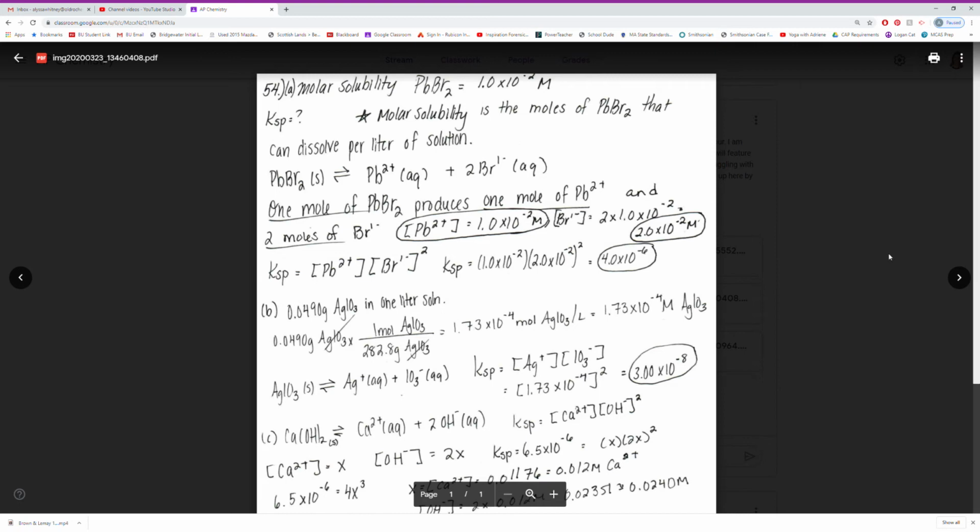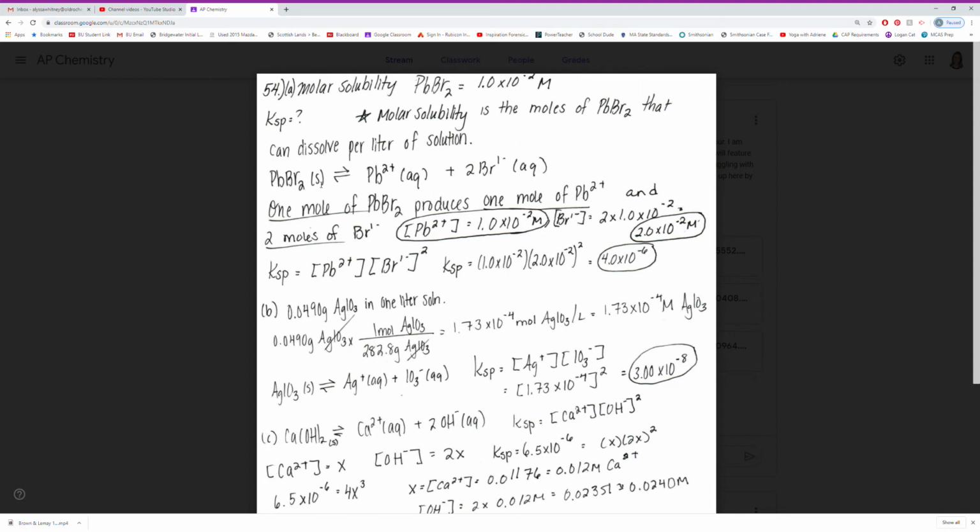So question 54 reads, the molar solubility of PbBr2 at 25 degrees Celsius is 1 times 10 to the negative 2 moles per liter. It wants you to calculate the Ksp. Molar solubility, just as a reminder, is basically the number of moles of any substance, in this case PbBr2, that can dissolve per 1 liter of solution. The first thing you should do, basically anytime you're given a question, is write out the equilibrium expression. In this case, we're showing PbBr2 dissociating into its component ions, Pb2+ and 2Br1-, just to balance the equation.